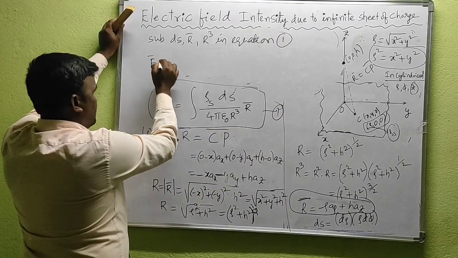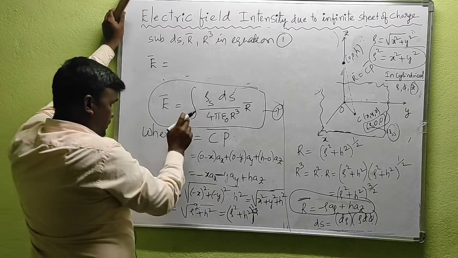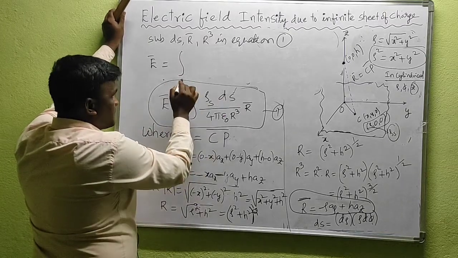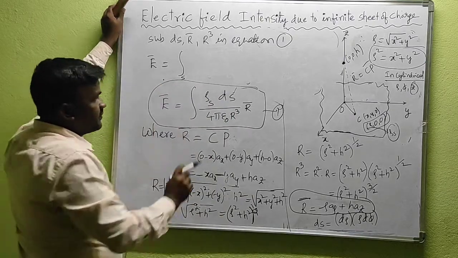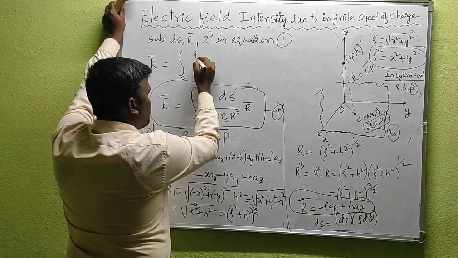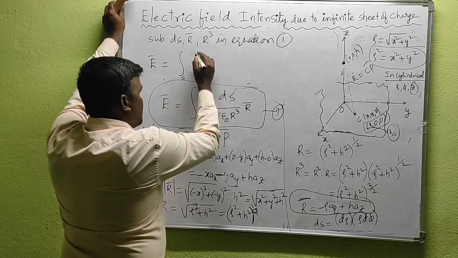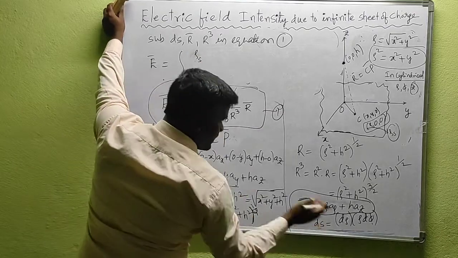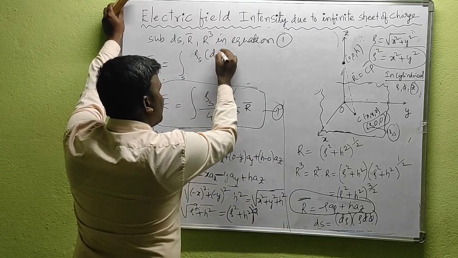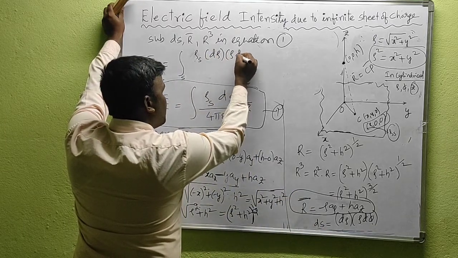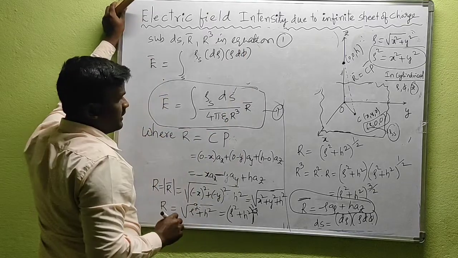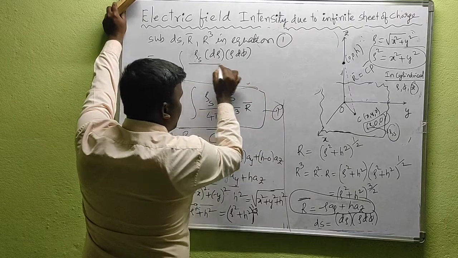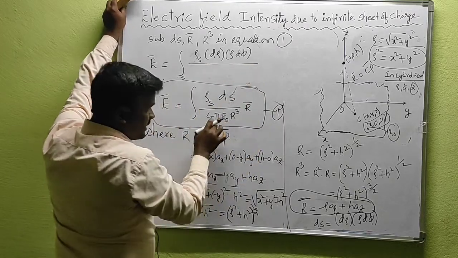Now let us substitute those parameters, that is the integral. Clearly it is a surface integral. Rho s, the suffix s means surface charge density, ds, and ds is what? d rho into rho d phi, into r bar. What is r bar? We will write the denominator part later.